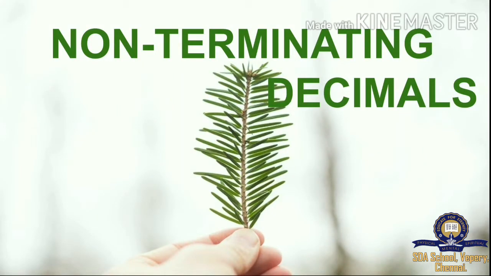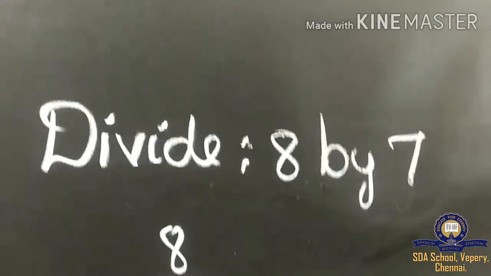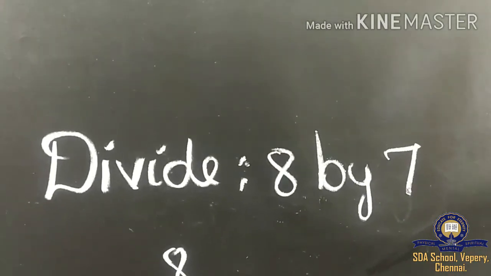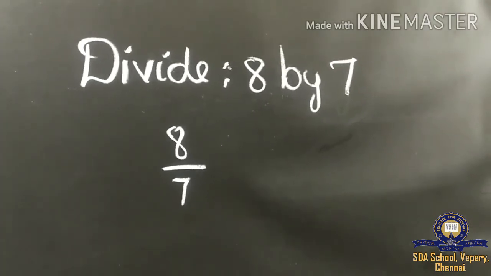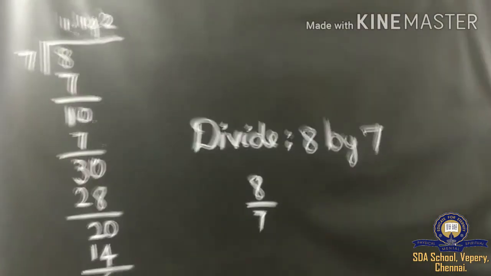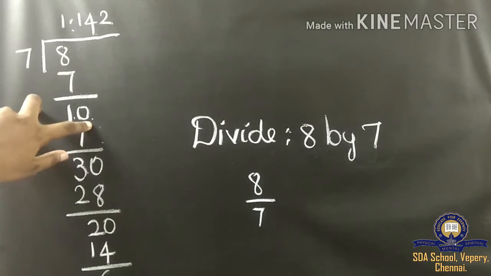Next, non-terminating decimals. A decimal in which the digits continue infinitely, that is, when the division never gets completed, is called a non-terminating decimal. Let's see one example. Divide 8 by 7. If you divide 8 by 7, what will be your answer? 1 sevens are 7, and if you subtract 8 minus 7, your answer will be 1. And here you're going to add a decimal point, then it becomes 10.